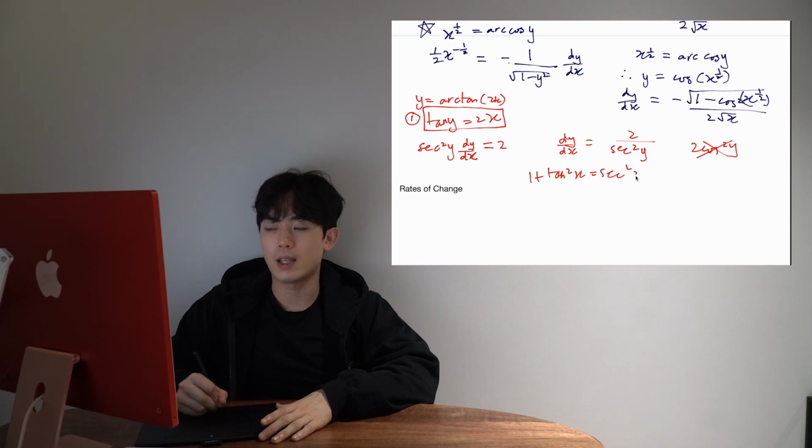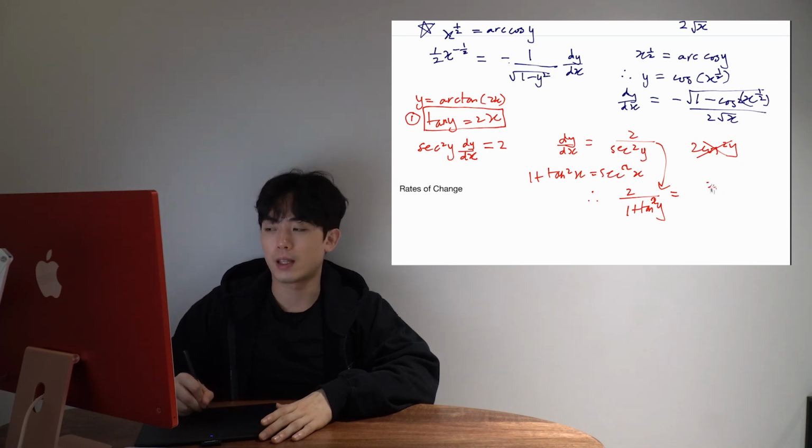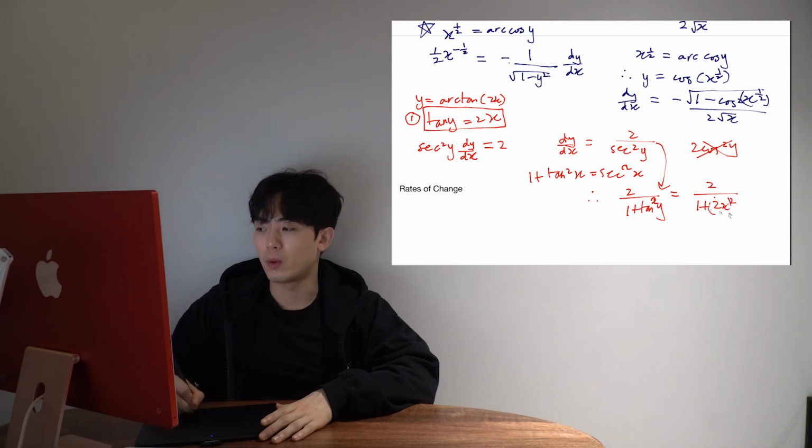So therefore I can say that this is equal to 2 over 1 plus tan squared, in this case y, right? Not x, okay? Now we go back to our initial one here. Because tan y is 2x, and we have a tan squared y here. So I can say that is 2 over 1 plus 2x all squared. And further simplifying here, 2 over 1 plus 4x squared, like such.